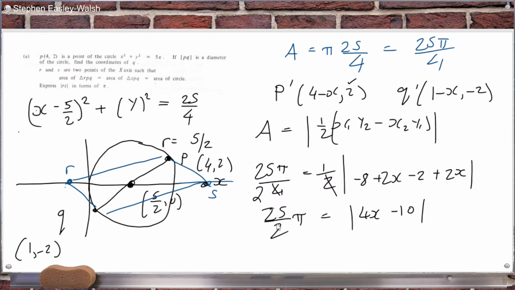And I should square. So I get 16x squared minus 80x plus 100 equals 25 over 2 squared is 625 over 4 pi. Yeah. That doesn't... I mean, I don't feel like I've done anything wrong, but I'll have to solve this for x.